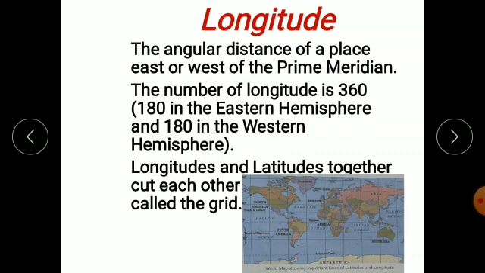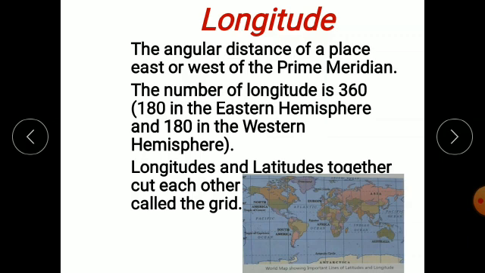Geographers chose the longitude running through the British Royal Observatory at Greenwich near London as the first or prime meridian, and this was numbered as 0 degree. The other half of the line is the 180 degree longitude, and it is named as the International Date Line. The watches have to be adjusted when one crosses this International Date Line.